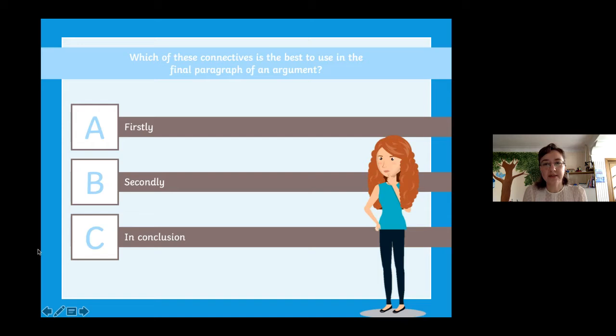Which of these connectives is the best to use in the final paragraph of an argument? Final paragraph. Firstly, secondly, in conclusion.